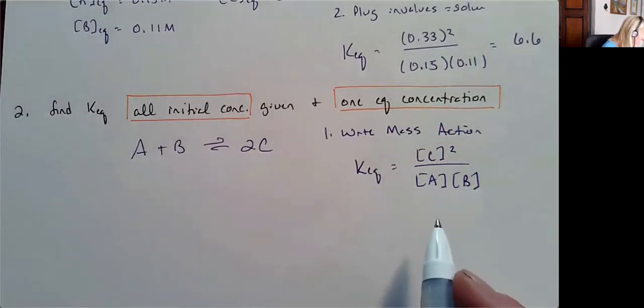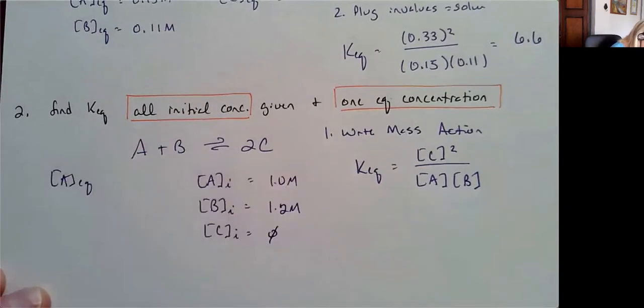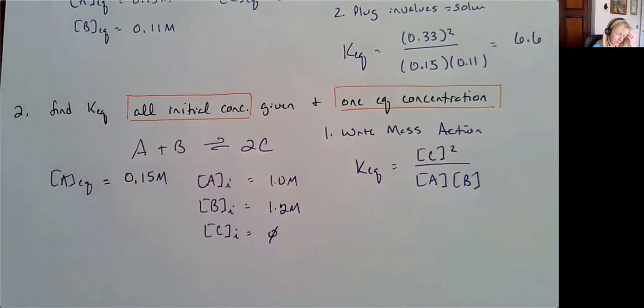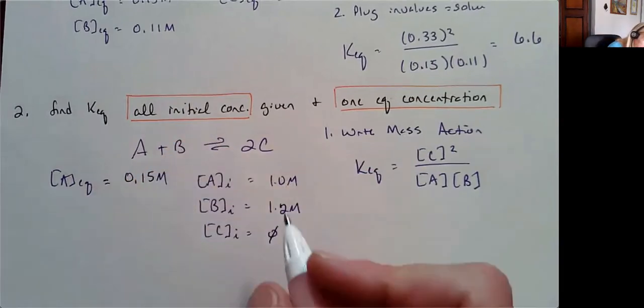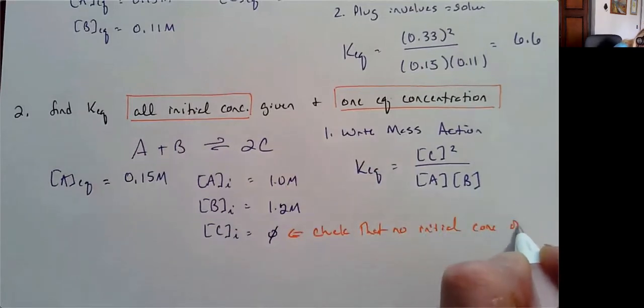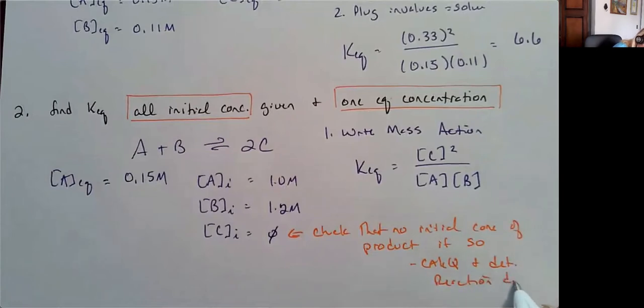And now I'm going to give you my initial concentrations here. I don't have any initial starting concentration of C, and my equilibrium concentration of A is 1.5 molar. So in this scenario, I'm going to check to make sure that there's no initial concentration of a product. If so, I need to calculate Q and determine reaction direction, and we'll come back to an example of that. But since it's 0, I don't have to worry about that.